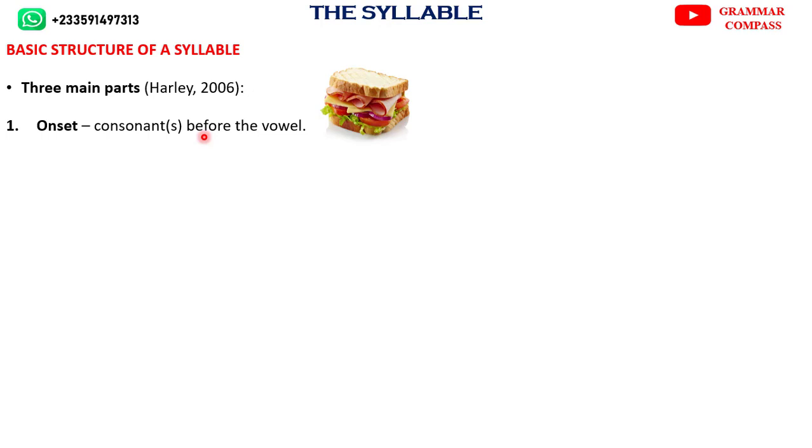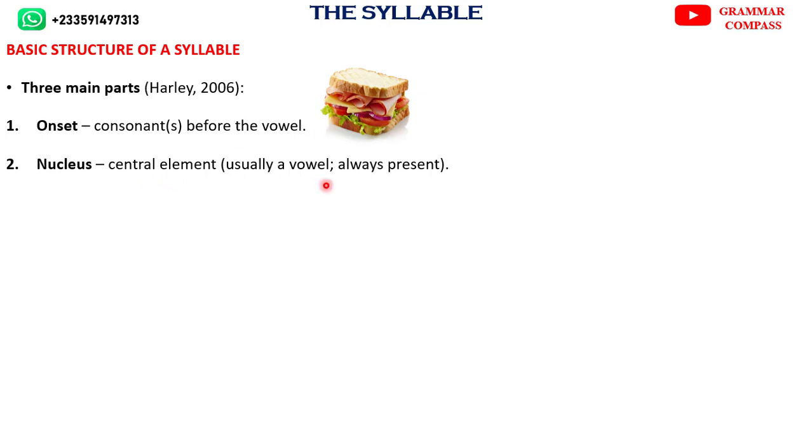Now a syllable always contains a nucleus. This nucleus is the central element of the syllable. It must always be present. If we compare this to our sandwich, then the nucleus will be the fillings. These things, they are not optional. They must be there, else we cannot call it a sandwich.